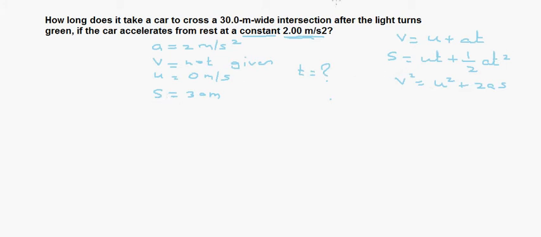Now just look at the equations. You've been given displacement, and there are only two equations with displacement. You need to find time, and there's only one equation with both time and displacement that we can use, because we don't know the final velocity. If we knew the final velocity, we could as well have used the other equation. So let me write down the equation: s equals ut plus half at squared.